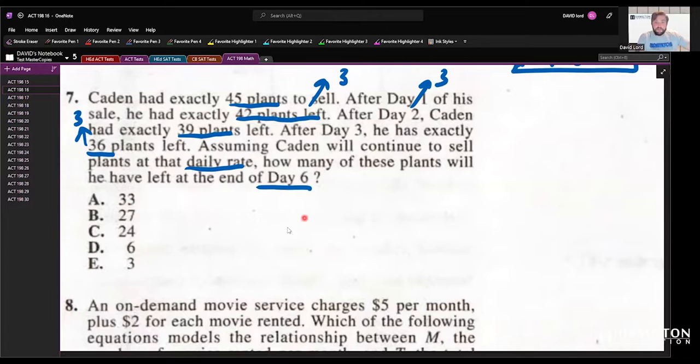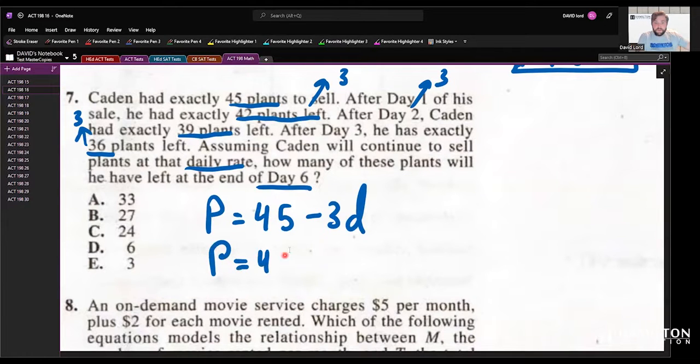So we can make a linear model with this. Our initial number of plants is 45. So we're going to start with 45, and each day we lose or sell 3 plants. So if I want day 6, I'm going to plug in 6 for D. And that gives me 45 minus 18, which should be 27, B.